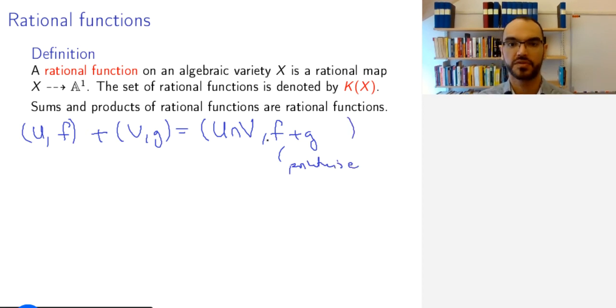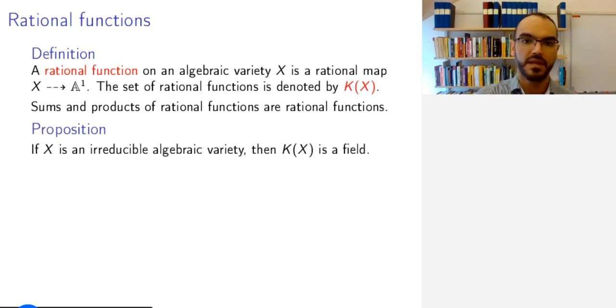Because now both f and g are defined there. And similarly, you do with the product. And so it is easy to check that this is in fact a ring or a K-algebra of functions that you get in this way. The interesting thing is that if X is now an irreducible algebraic variety, then this K(X) is a field. Pause and think why this is true.